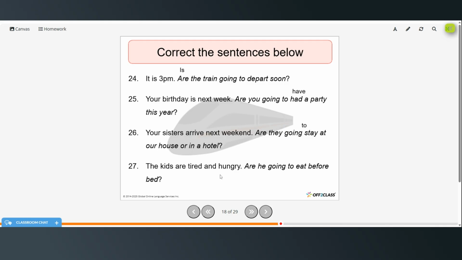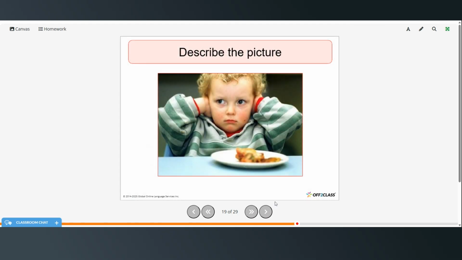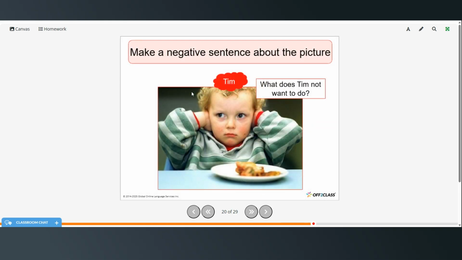The kids are tired and hungry. Are he going to eat before bed? So instead of he, because kids is plural, it should be, are they going to eat before bed? Now describe the picture. Looks like the boy is not going to eat his dinner. So what does Tim not want to do? He does not want to eat his dinner.